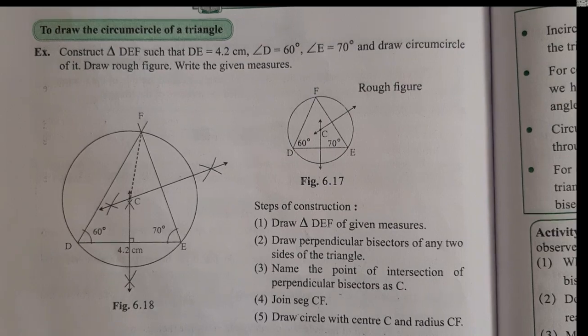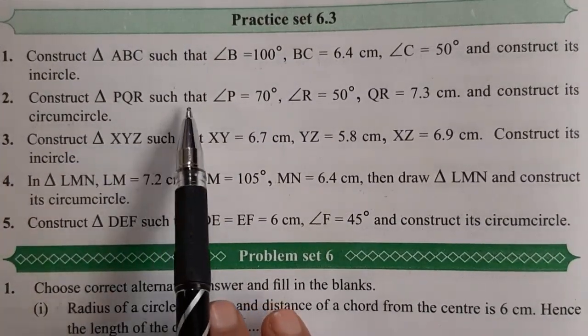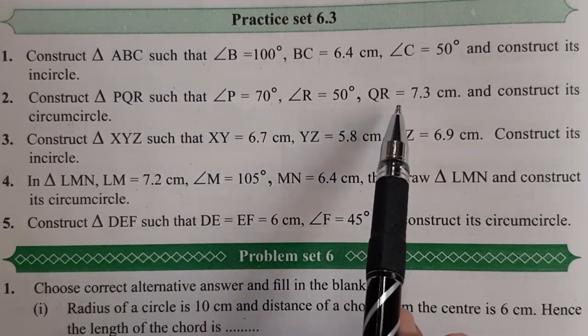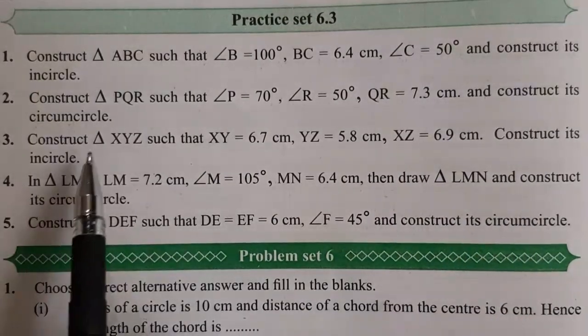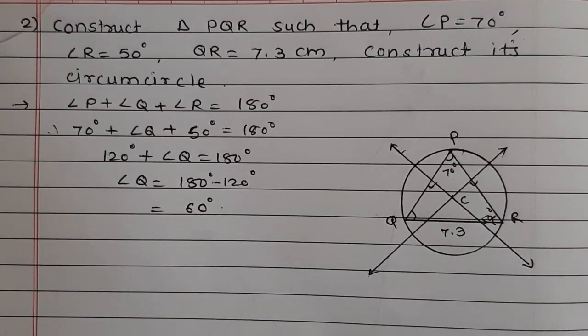Now we will solve the example from the practice set. Construct triangle PQR such that angle P equals 70 degrees, angle R equals 50 degrees, QR equals 7.3 cm, and construct its circumcircle. See the actual construction. Now here the base is given, QR equals 7.3 cm, but angle Q is not given.